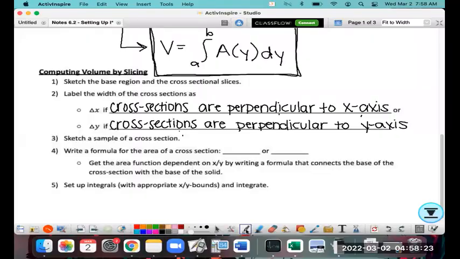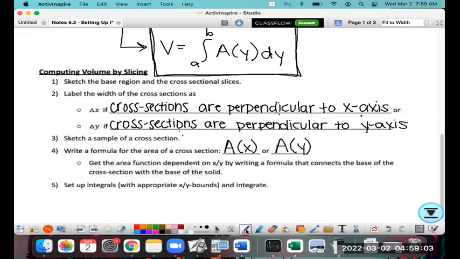Then you want to sketch a sample of the cross section because you're going to be coming up with an area formula for those cross sections, considering we're taking these cross sections, finding the volume of them, and then adding those all up or integrating them. So we need to get the area formula for the cross section, which is going to require you having at least a visualization in your head, but preferably on paper. So sketch a sample of the cross section, and then we want to write a formula for the area of the cross section. A of x if you have a delta x, A of y if it's a delta y.